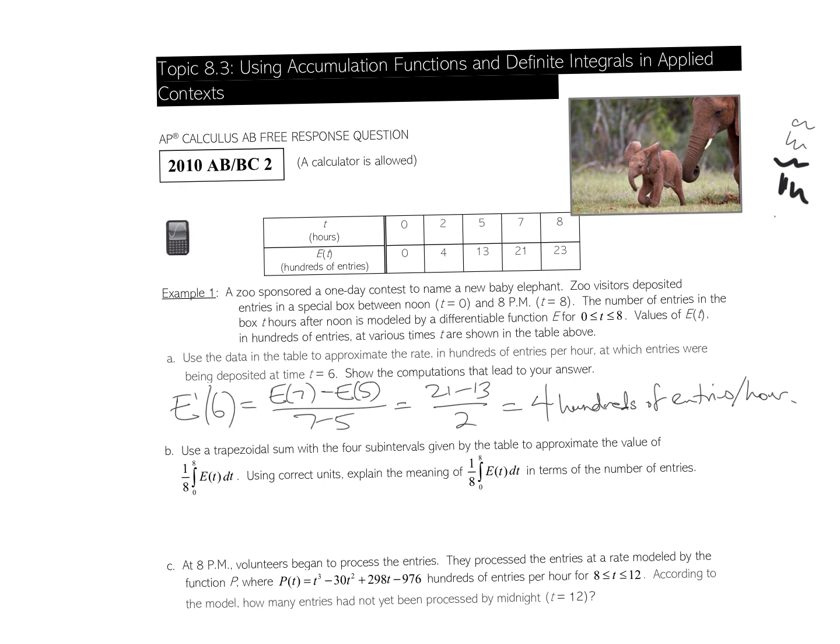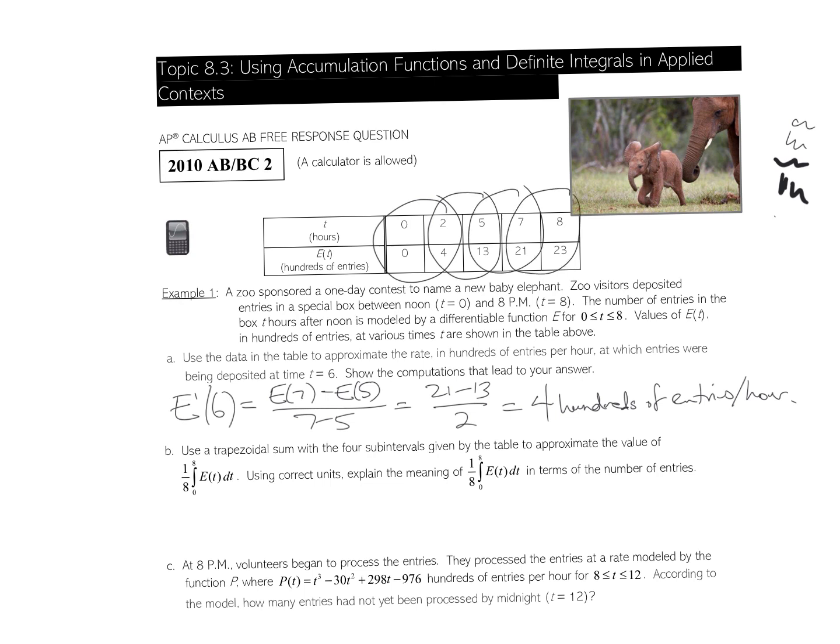The next question says, use a trapezoidal sum with 4 subintervals given by the table to approximate the value of 1/8 times the integral from 0 to 8 of E of t. So you can see how here the 4 trapezoids will be 1, 2, 3, and 4.